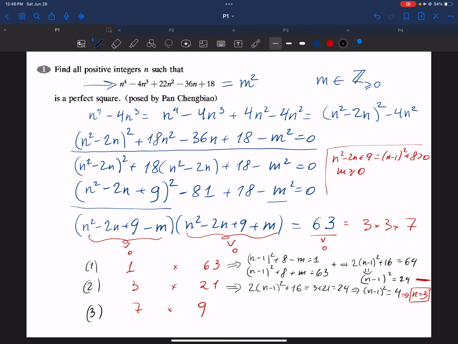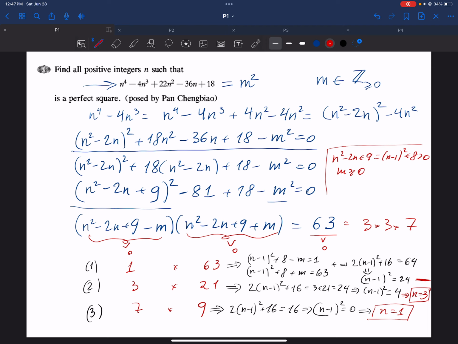Now let's look at the final case, and hopefully I'll be able to fit everything into this one page. Okay, in this case, the same equation gives us 2n minus 1 squared plus 16 equals 7 plus 9, which is 16. So n minus 1 squared is 0. Yay! Another integer solution. N equals 1.